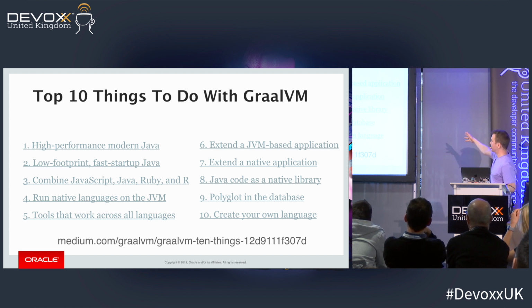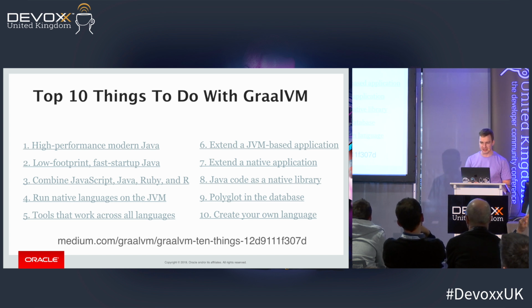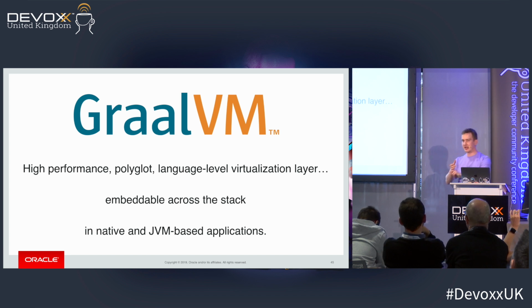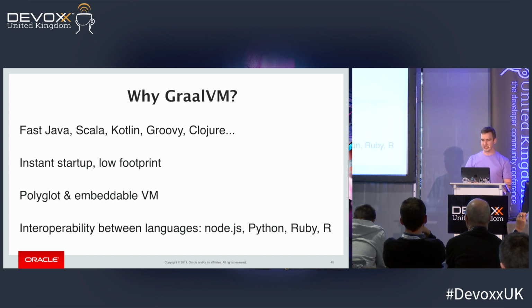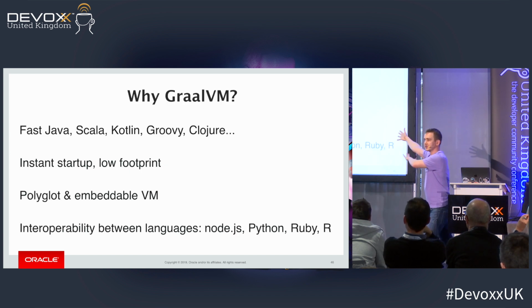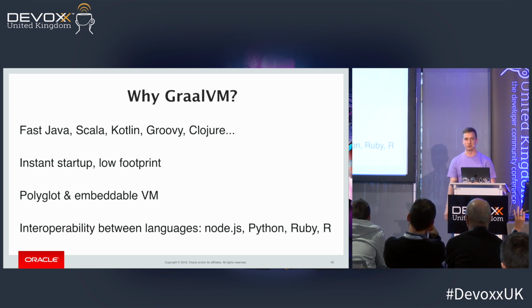So what you want to do with GraalVM, maybe you want to read that blog post about 10 things. You can see how it can help. And you want to remember that it's a high-performance, language-level, polyglot virtual machine, embeddable across the stack in native, JVM-based applications. And you can get those things as values from GraalVM.